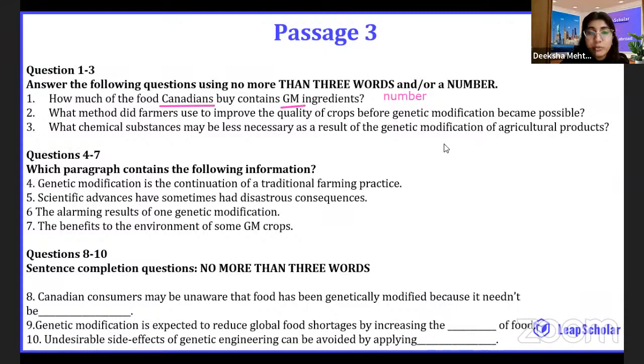Tell me the keywords. Now there is no capital letter. What's the keyword in the second question? Very good. So the answer will be the name of the method. Keywords are farmers and before genetic modification. So something before that. All right, third question. What chemical substances may be less necessary as a result of the genetic modification?